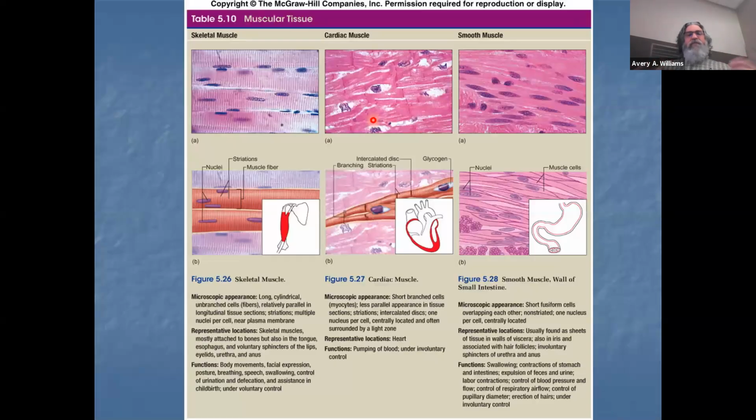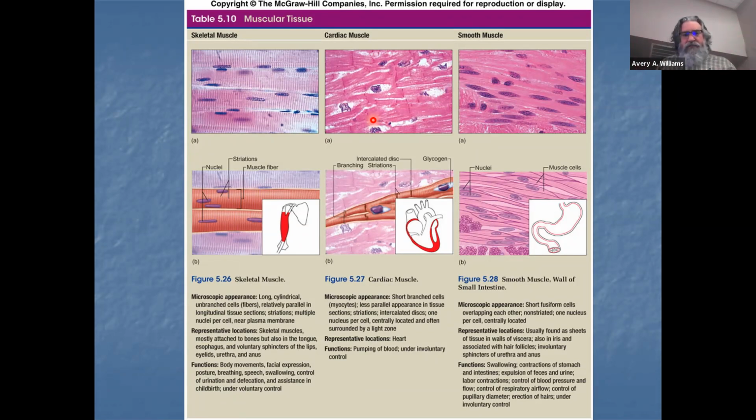You find it in the heart, but also a little bit of it in the large arteries that are coming out of the heart. When we talk about the circulatory system, there are two main arteries coming out of the heart, the aorta and the pulmonary trunk. The aorta carries the oxygenated blood into your body, and the pulmonary trunk carries the deoxygenated blood to your lungs. But they're arteries, all right?